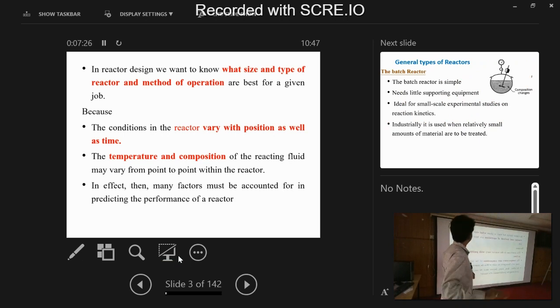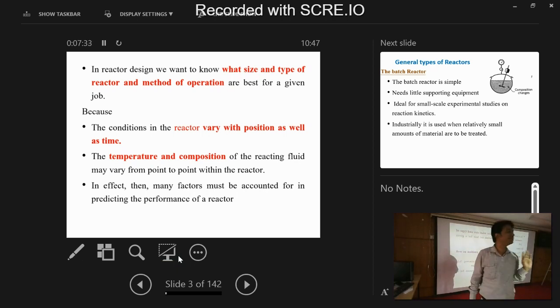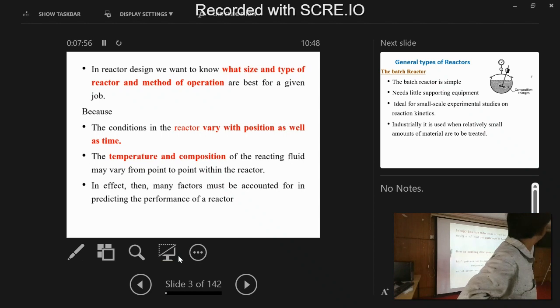Now look at the design, which means what is the size, what is the type of reactor, and what is the mode of operation. That's called design. We need to first look at the size, maybe small size, bigger size. What is the type of the reactor? As I just now discussed, whether it's a batch type or a flow type. And then lastly, the method of operation: do I operate intermittently or continuously? So all these three parameters come under the design part.